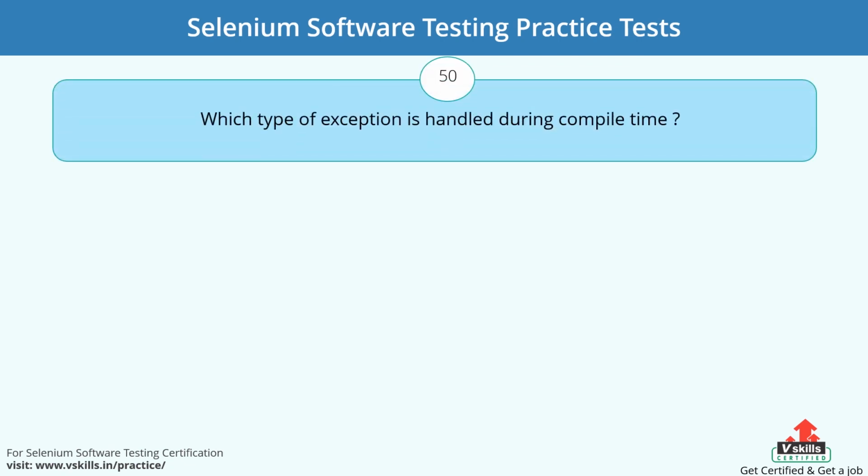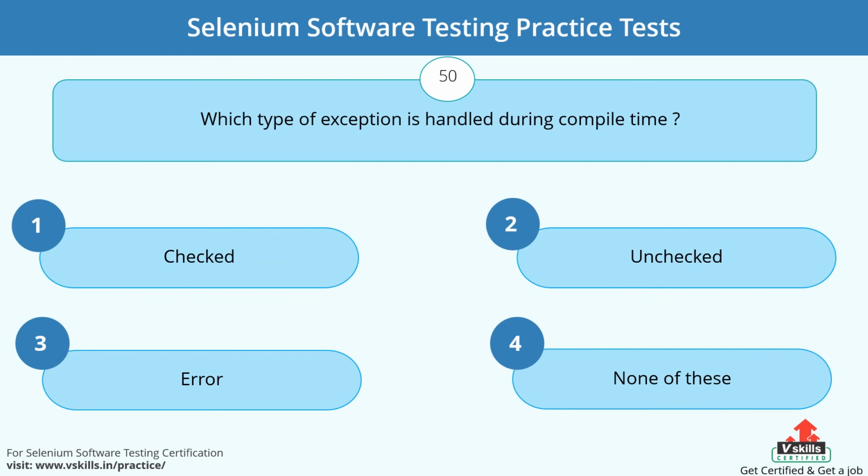Question number 50, which type of exception is handled during compile time? The options are A. checked, B. unchecked, C. error, D. none of these. The correct answer is option A.